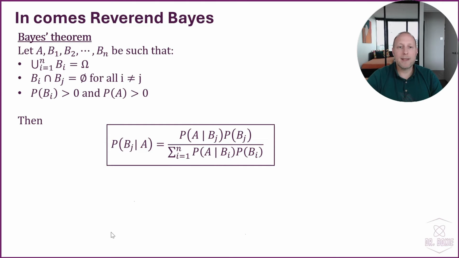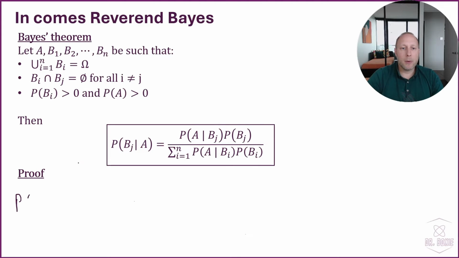Now notice that the reason we need the additional condition here, namely that the probability of A is non-zero, is because on the left-hand side of this equation, we have the probability of something conditioned on A, and that is only defined if the probability of A itself is non-zero. Now, how can we prove this statement? Well, it follows almost directly from the law of total probability.